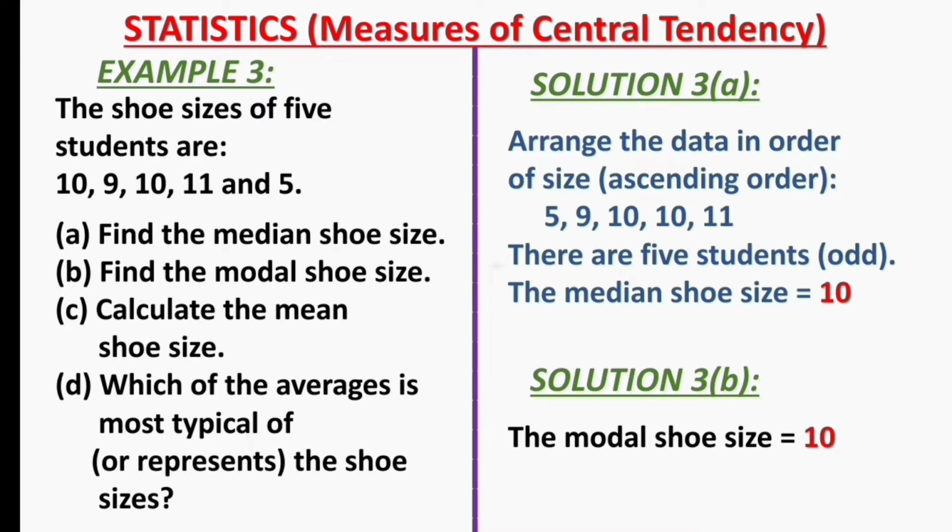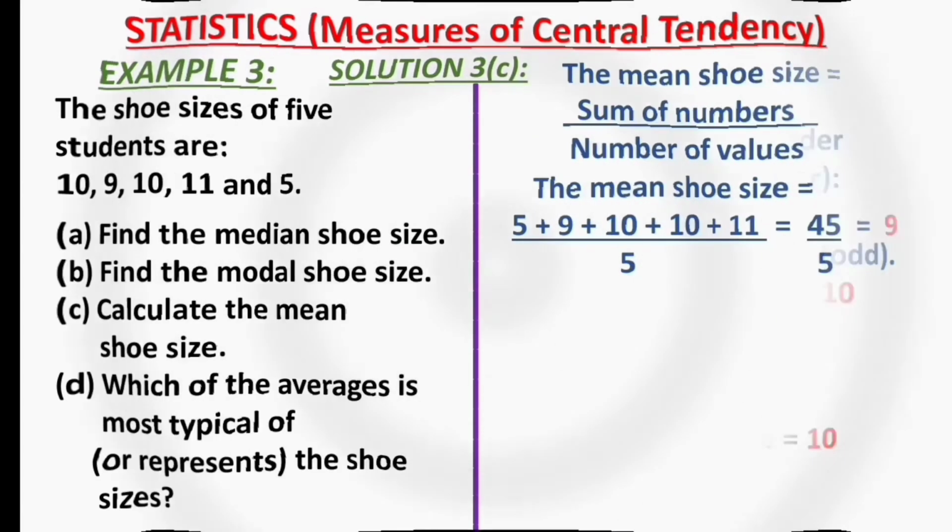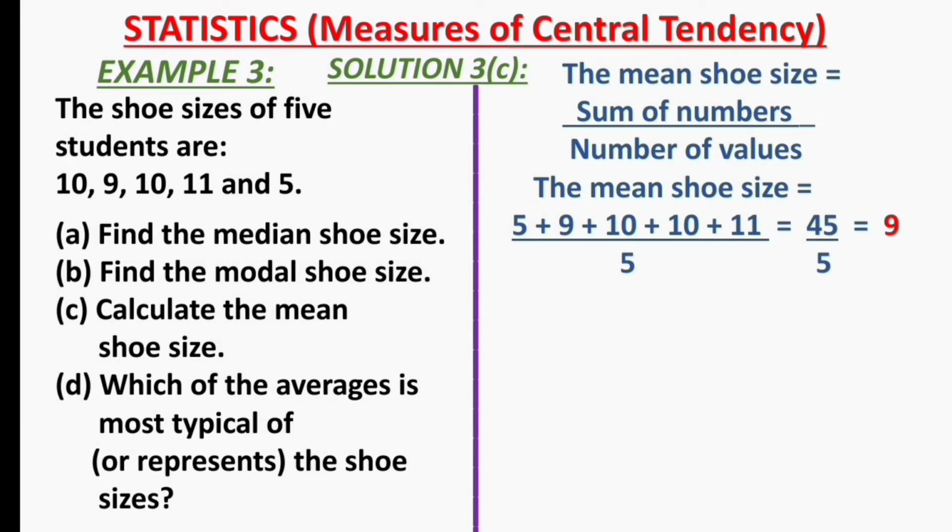Moving on, let's calculate the mean shoe size. For solution 3C, the mean shoe size, the formula for mean is sum of numbers divided by number of values. So the mean shoe size becomes adding all the 5 numbers, which is 5 plus 9 plus 10 plus 10 plus 11, divided by 5 shoe sizes. That should give us 45 divided by 5, which is 9. That means the mean shoe size is size 9.